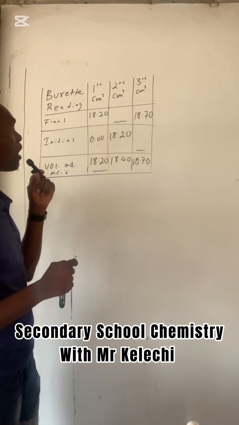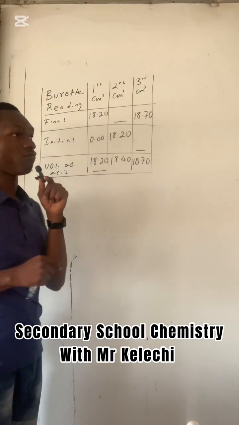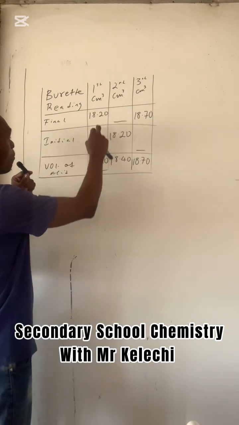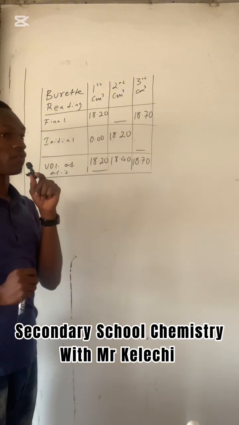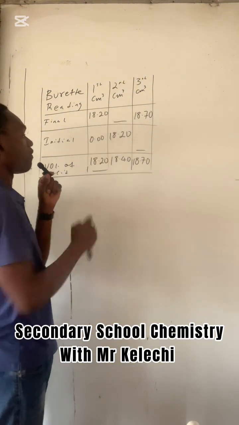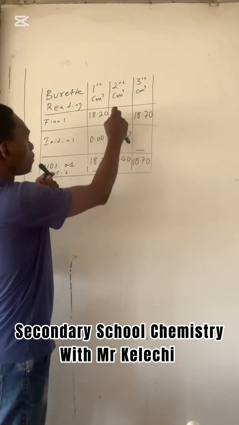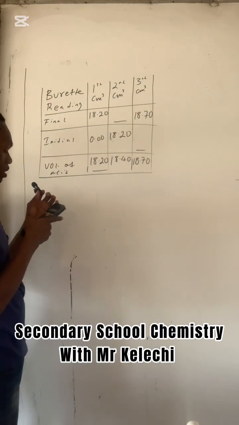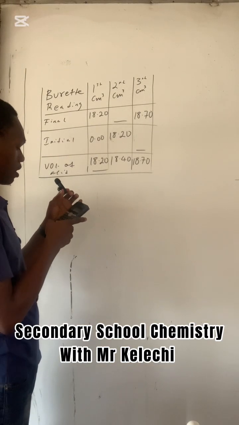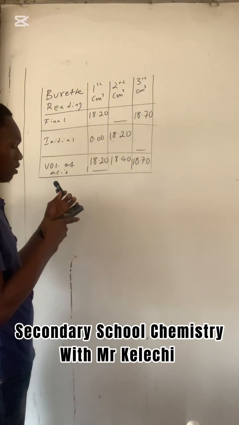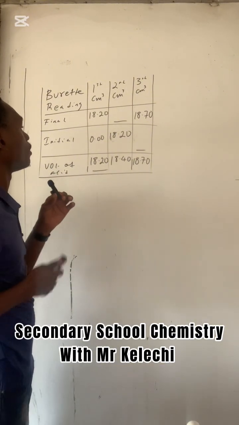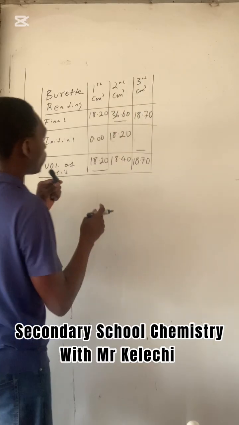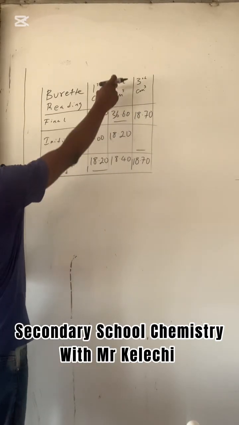Now, since we know that volume of acid is final minus initial, what if we are given a table where the final volume is missing? How do you get the final? We know that the initial plus the volume of acid gives us the final. So you add up 18.2 and 18.4, and that gives us 36.6. So it means that the person got 36.60 after carrying out the titration the second time.